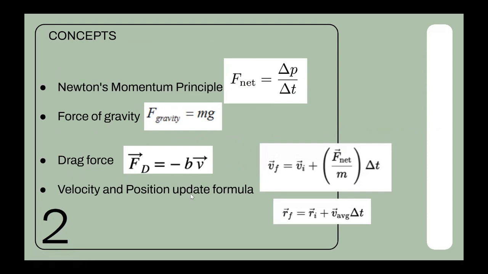And then lastly, velocity and position update formulas. So VF is equal to VI plus F net over M times delta T. So that's looking for a new final velocity. And then what we're doing here is we're looking for another position once you get that velocity.